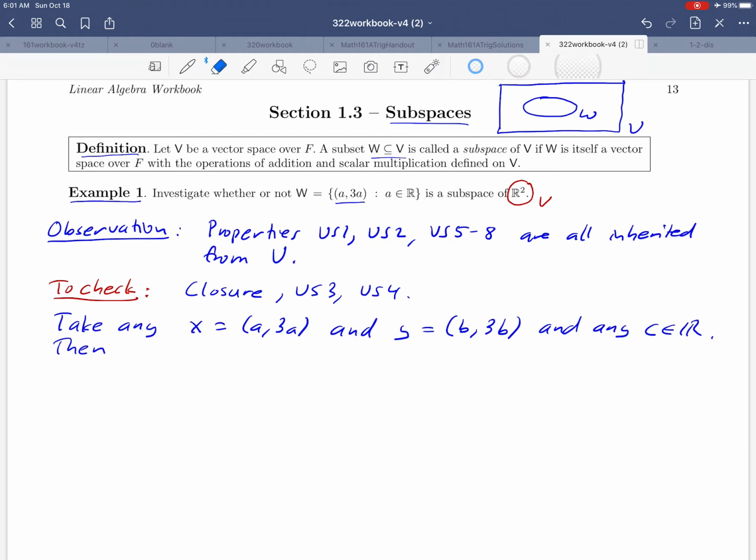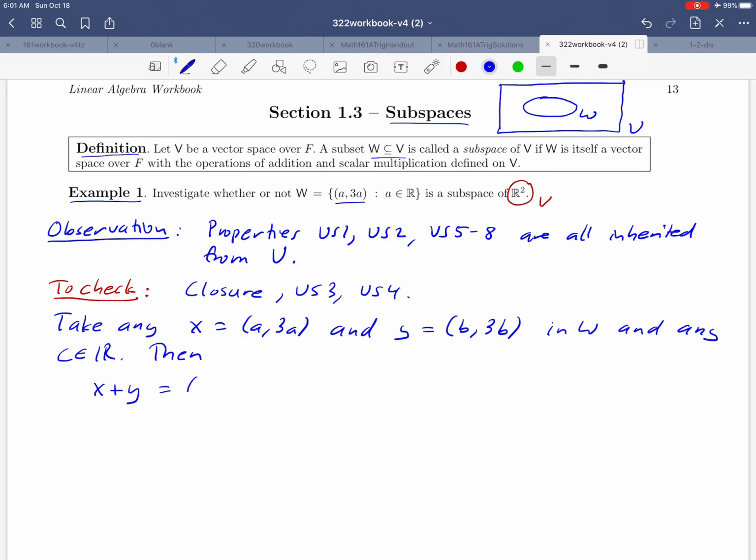Okay, and actually, let me fix one thing here. I really should point out that the x and the y that we chose are in W, just to make this correct when I'm writing. So we chose our x and our y in W. Now we want to look at x plus y and convince ourselves that that's in W.